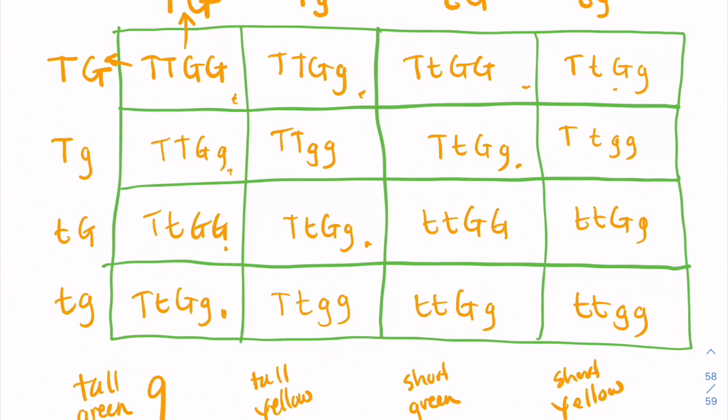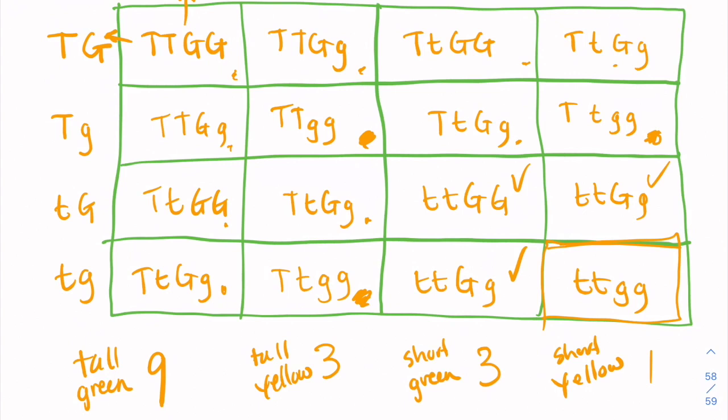Tall and yellow. There, that's tall and yellow. That's tall and yellow. That's tall and yellow, so 3. Short and green. That's short and green. Short and green. Short and green, 3. And the only one that's left, this little one here, yellow. So this is out of 16.